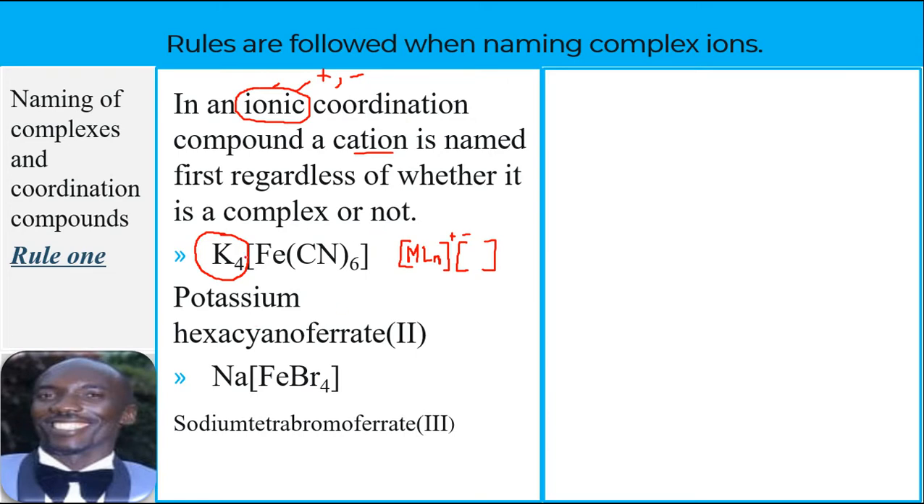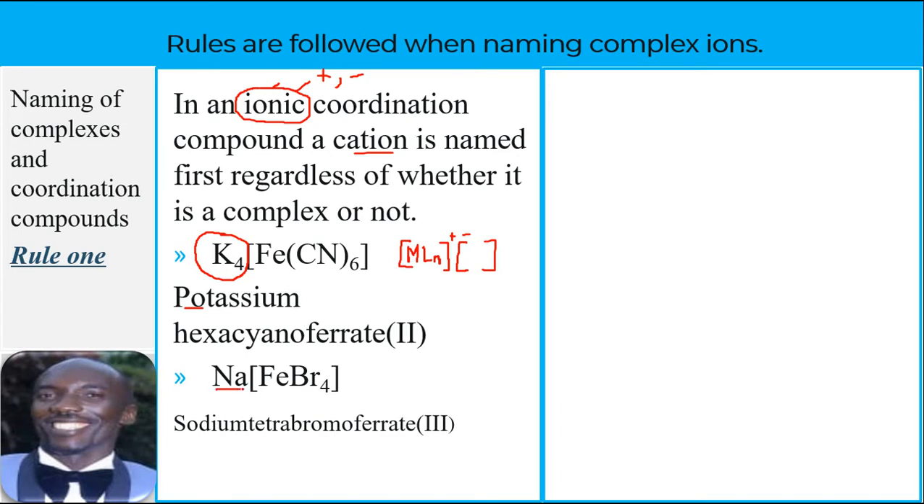So we have this example, like I said. We name the first cation, which is potassium. Remember, we get cations from metals, so we have potassium metal, which gives us that cation that we're talking about. So this one we call potassium hexacyanoferrate 2. Potassium hexacyanoferrate 2.